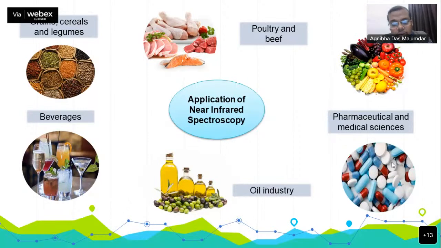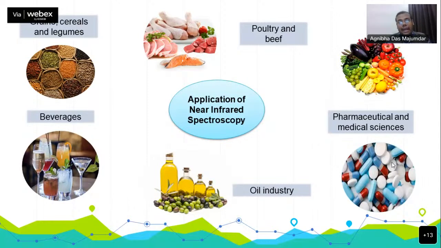Okay, now coming to the application of near-infrared spectroscopy. I'm starting again with the part of application. We can apply this technology to different areas. The application part is very vast, very broad, you can say. But I am focusing particularly on food science. We can apply near infrared spectroscopy to the pharmaceutical industries, to the poultry and beef industry, to grain, cereals and legumes, to fruits and vegetables, to the oil industry and to the beverage industry.